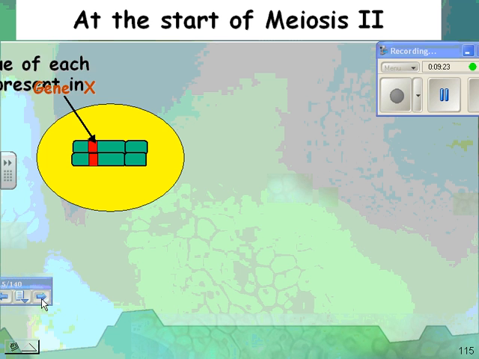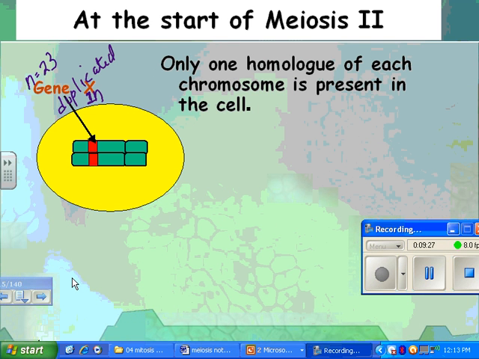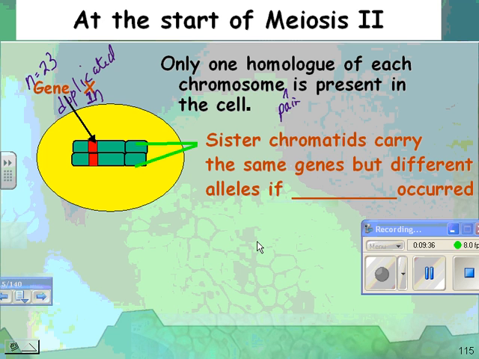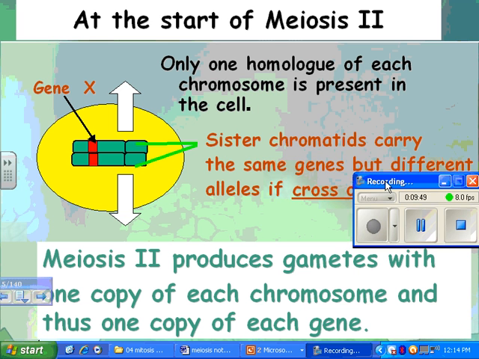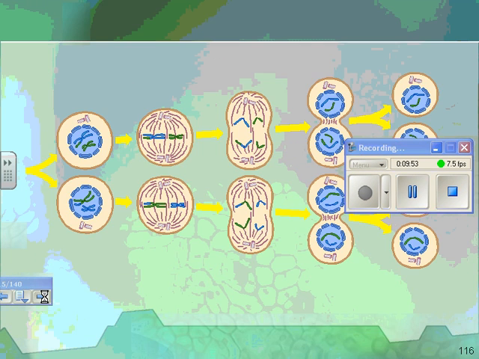So there's gene X. Only one homolog, or homologous chromosome, of each chromosome pair is present in the cell. Sister chromatids carry the same genes but different alleles if crossing over has occurred. So if there's no crossing over, this will be exactly like that. But if there's crossing over, then they might be different. Meiosis II produces gametes with one copy of each chromosome and therefore one copy of each gene.